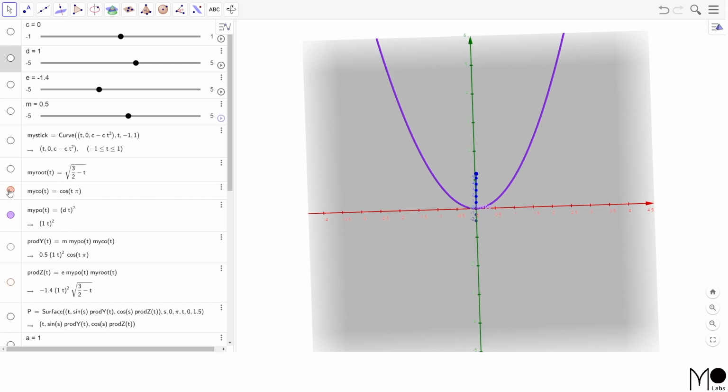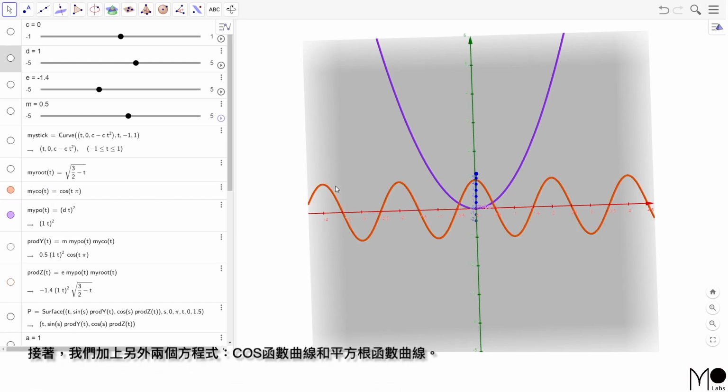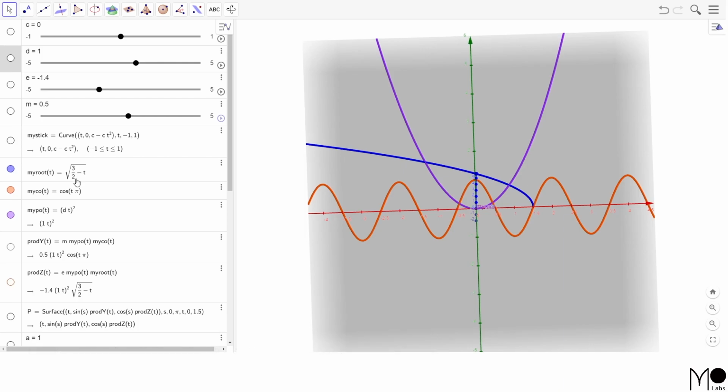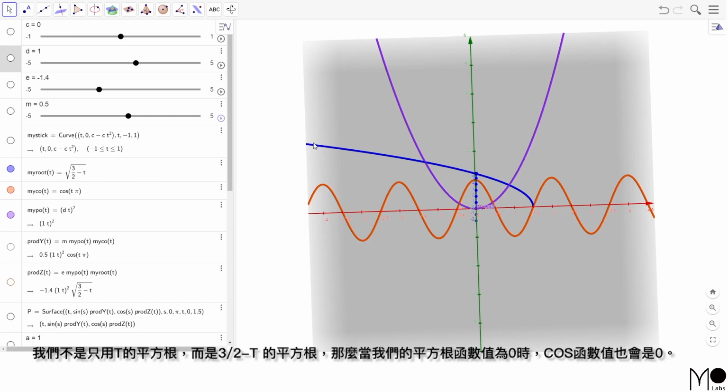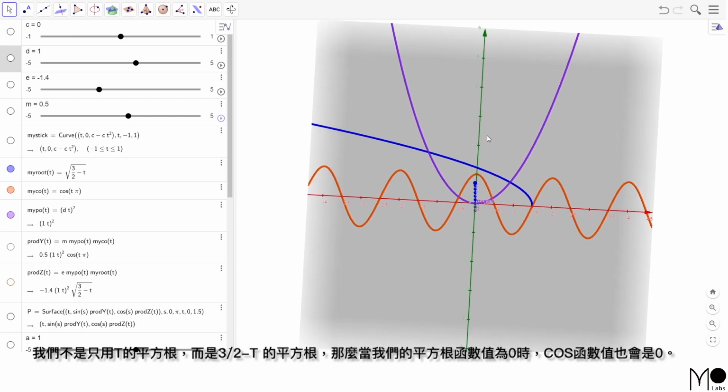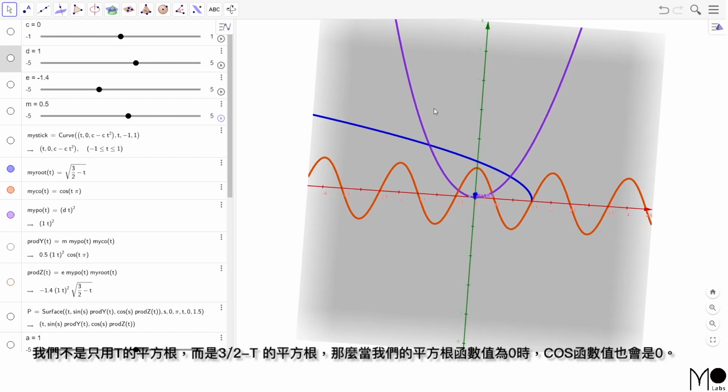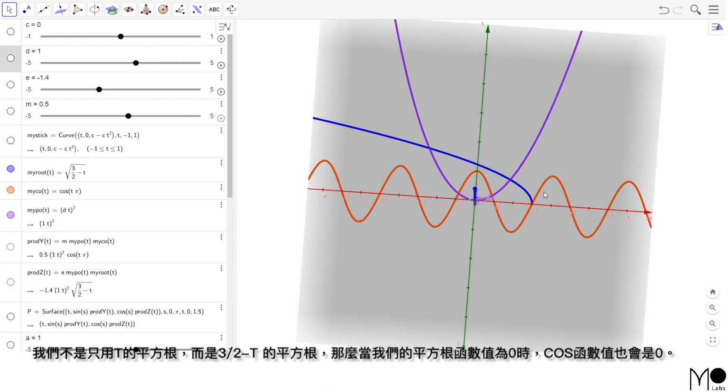But I need two more equations. I will also use the cosine equation, and I will use the square root equation. Okay, but it's not just the square root of t, it's the square root of 3/2 minus t that I'm going to use, which has the advantage that it's 0 here where the cosine is 0 as well.